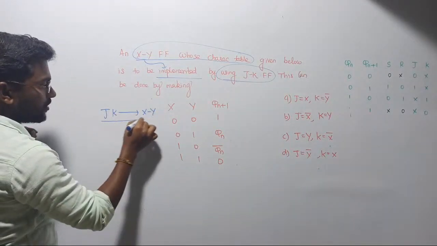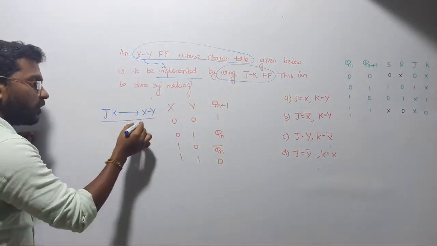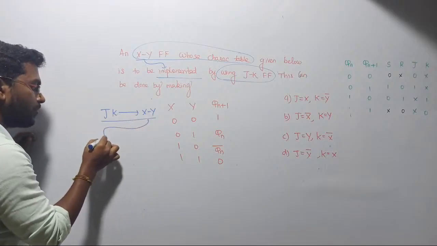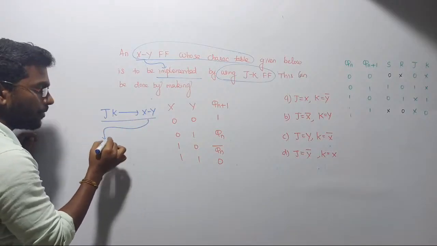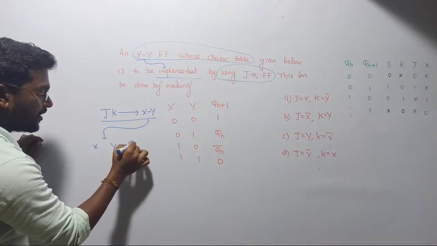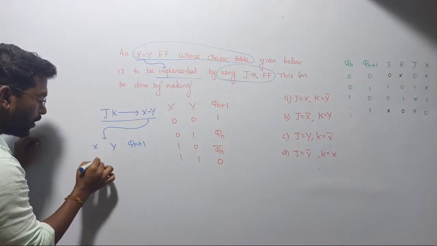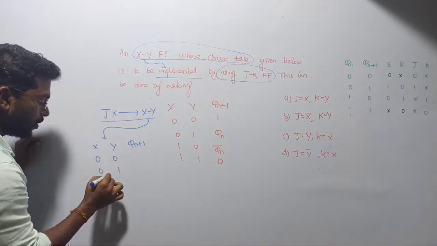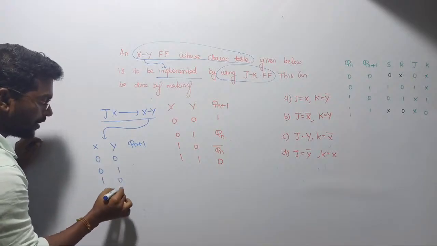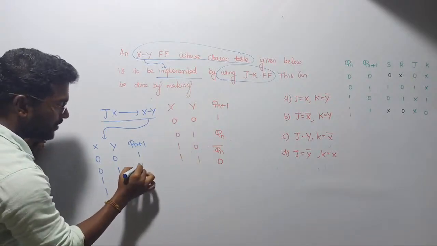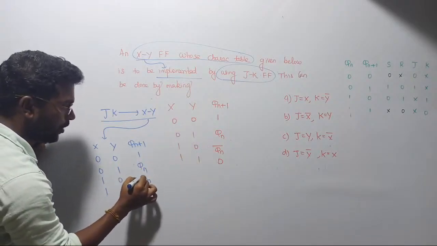And we know the procedure. How will you perform? Step number 1, we have to write down the characteristic table for the flip-flop that we are going to implement. Yes, the characteristic table for the flip-flop that we are going to implement. 0, 0, 0, 1, 1, 0, 1, 1. Clear? It was given already. 1, which is Qn, and this is Qn bar, this is 0.